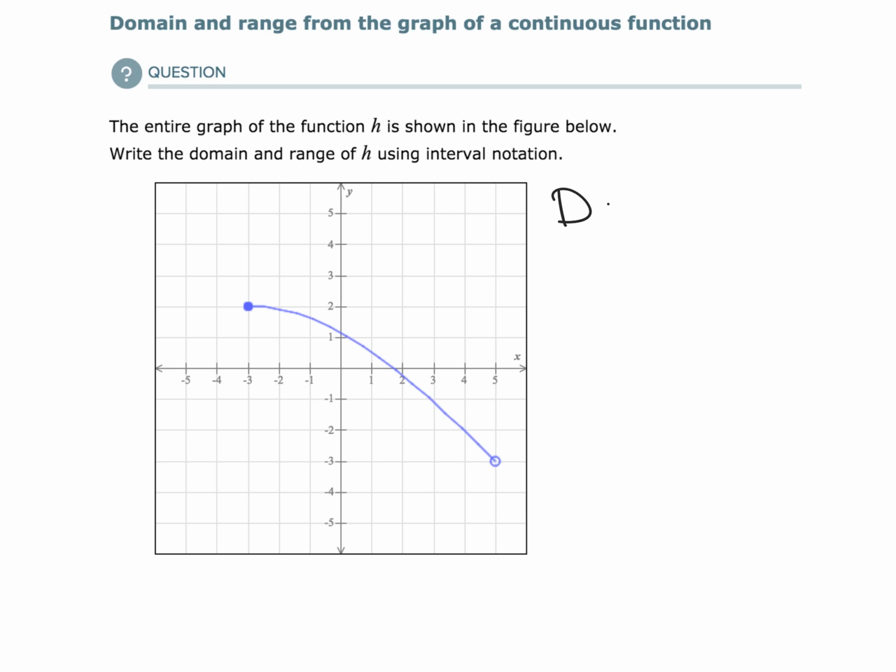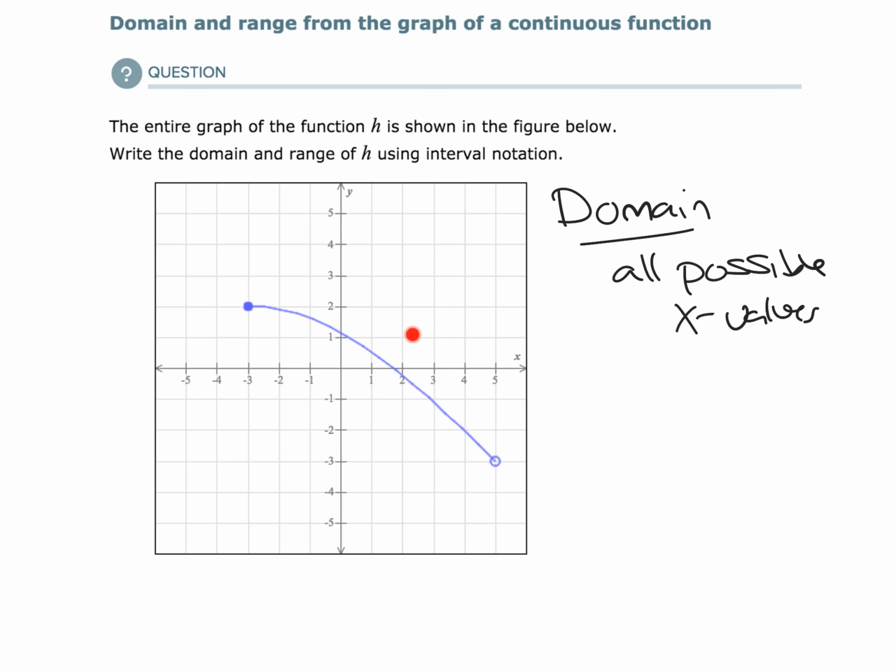So the domain is all possible x values. Sorry. All possible x values. Okay, so if we think about what's going on, we're only looking at the x-axis. There are no x values over here, there are no x values over here, but there are x values in between. Kind of ignore the up and down and just look side to side.